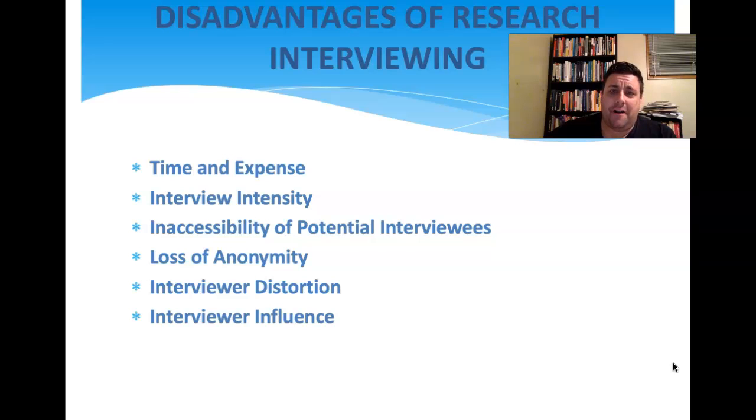A lot of people are uninterested, so they're sort of inaccessible. Some people have started interviews and they decide that they just don't like them, they want to end them. And then, of course, if you're interviewing in groups, there's a real loss of anonymity, and a real threat of breaches of confidentiality and things like that. And then, of course, there is interviewer influence and that Hawthorne effect that I mentioned a couple of minutes ago.